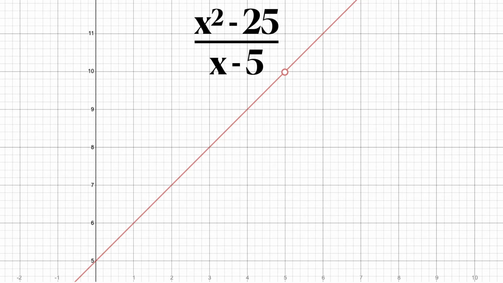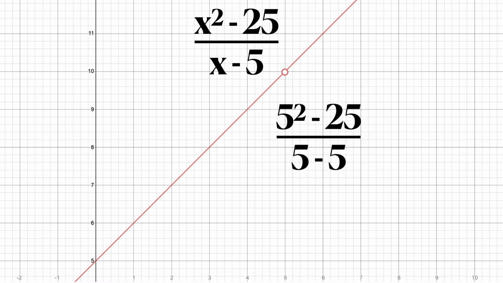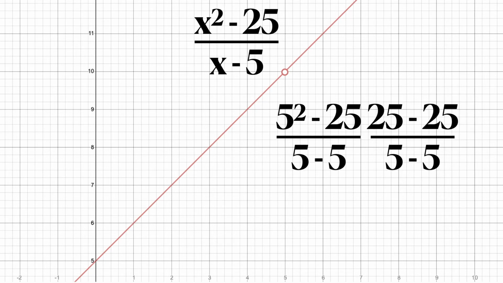Why is that? Since this is f of x, let's put x into this function, which is 5. So 5 squared minus 25 over 5 minus 5. Let's simplify: 5 squared is 25, so 25 minus 25 over 0, and if we calculate this, we get the dreaded 0 over 0. That's the problem with this function, and I'll show you how to calculate the limit as x approaches 5 in this case.